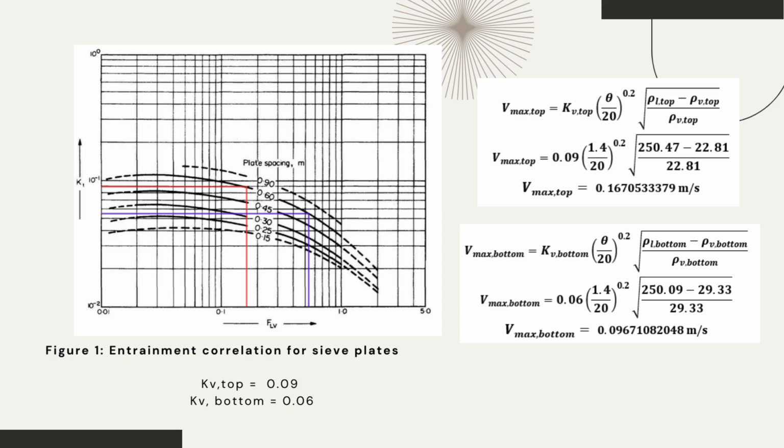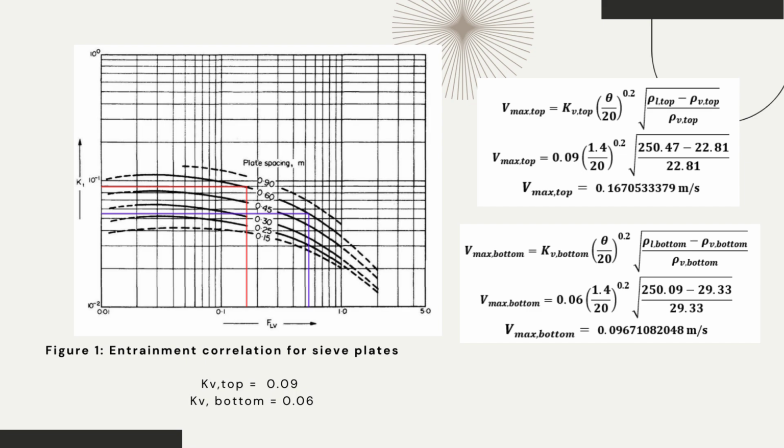So here is the Vmax top. It equals KV top, quantity of theta over 20 to the quantity of exponential of 0.2, then square root of the density of liquid in the top minus the density of vapor at the top over the density of vapor of the top. So getting your values and then inputting it over here, then we will have the Vmax of top, which is 0.16 or 0.17 meter per second.